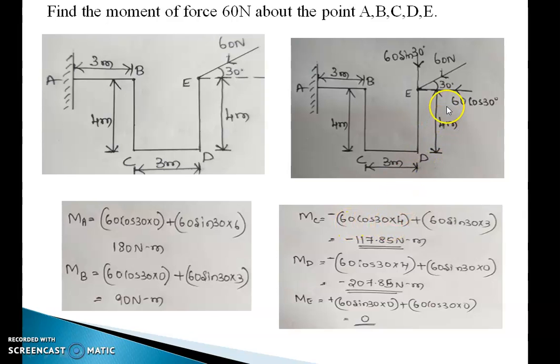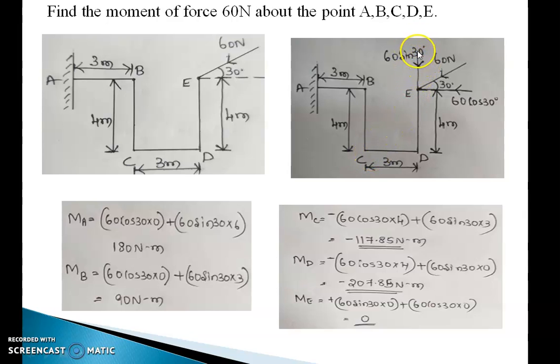Is it clockwise or anti-clockwise? Fix a point at C. Apply this force. It will rotate in anti-clockwise direction. So minus 60 cos 30 into 4. And the second force is 60 sin 30, acting vertically downward. So the force is vertically downward, and the perpendicular horizontal difference between E and C is nothing but 3 meter. So 60 sin 30 into 3 is the moment of the 60 sin 30 Newton force at E about C.